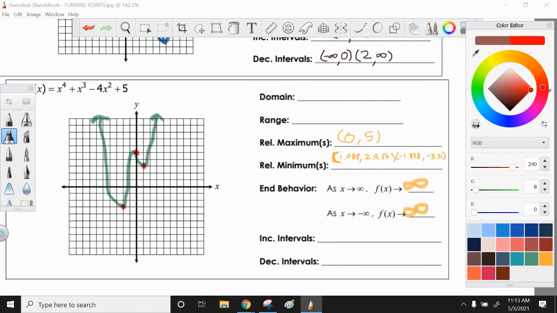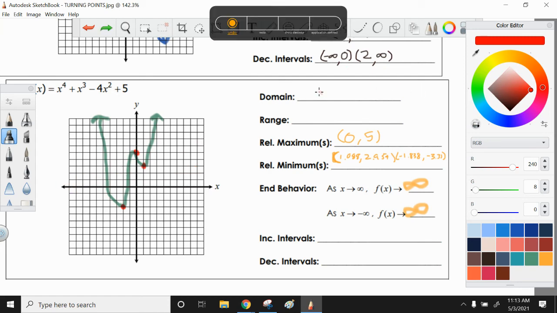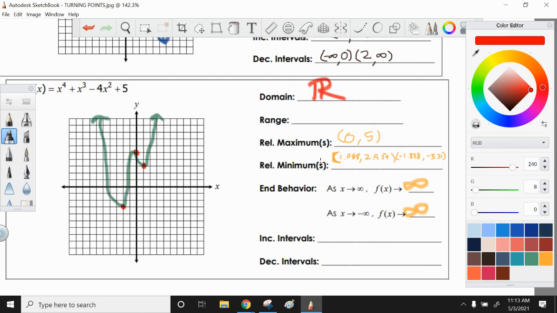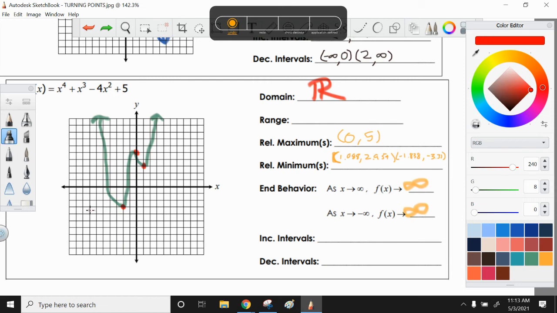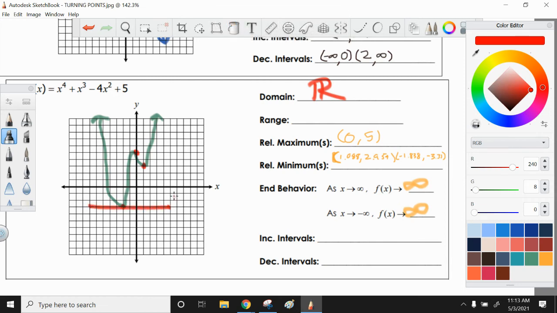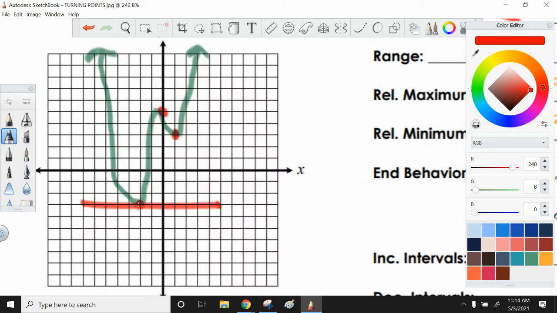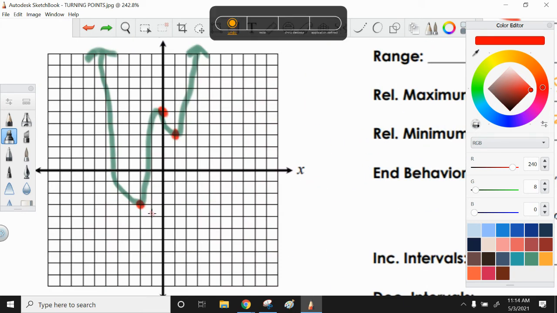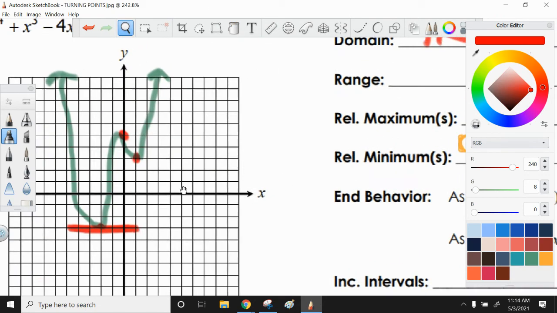Domain and range, okay? Does our function go to the right? Yes. Does our function go to the left? Yes. Our function goes everywhere. Domain, all real numbers. Range, does our function go up? Yes. Does our function go down? Not quite, right? We have a barrier here for our range. That is as low down as our graph goes. Now, to be very clear, there's no asymptote here. But this is the lowest that our graph gets, right here. So our range cannot be all real numbers.